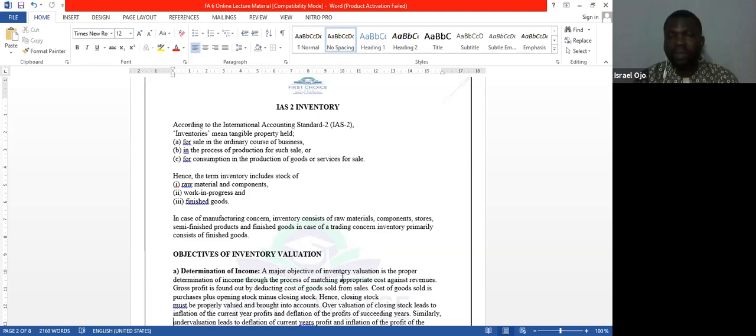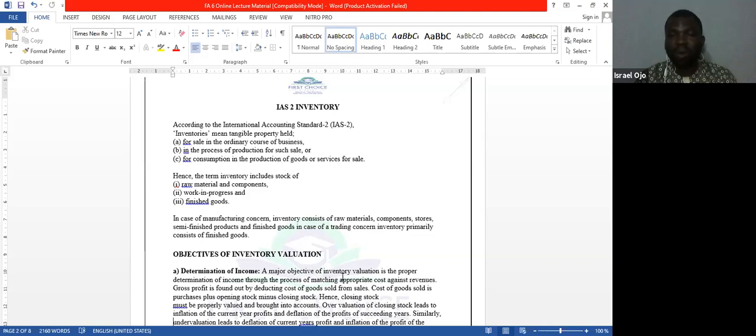Raw material is fresh; you need to work on it. Work in progress means we have started working on the raw material but are yet to finish it, so by the time you are closing your financial year, it's not yet finished goods. Finished goods are goods that are given to the final consumer.